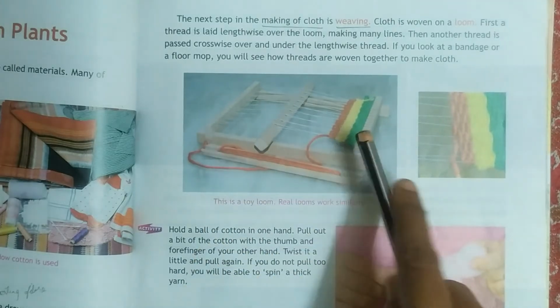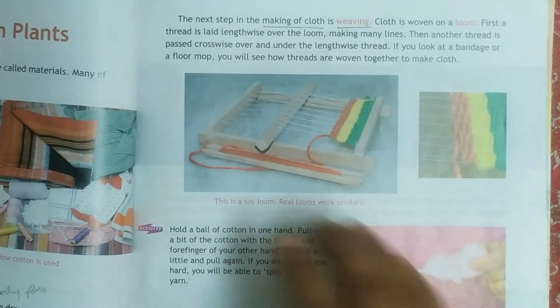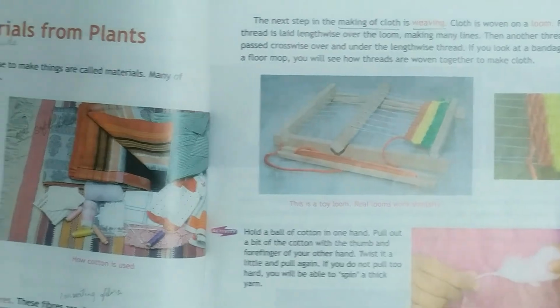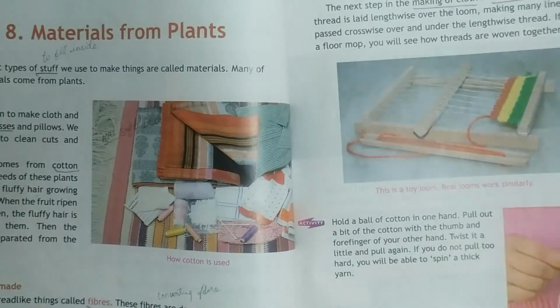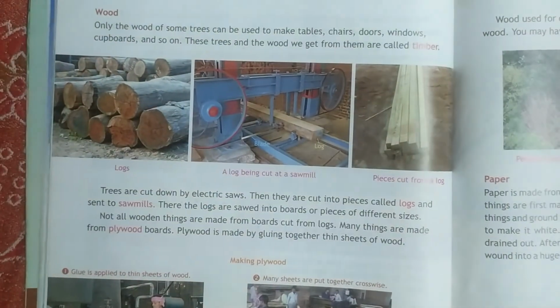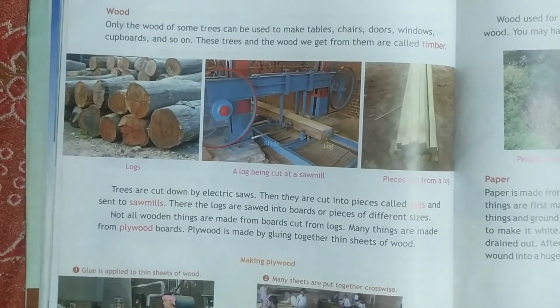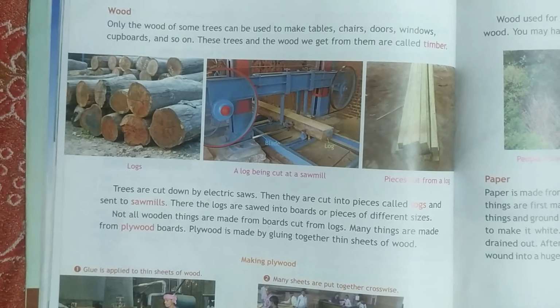This is a toy loom. It looks like the same thing. These are the activities given in it. And next we move on to wood. First we have learned about the cloth, how the cloth is being made.